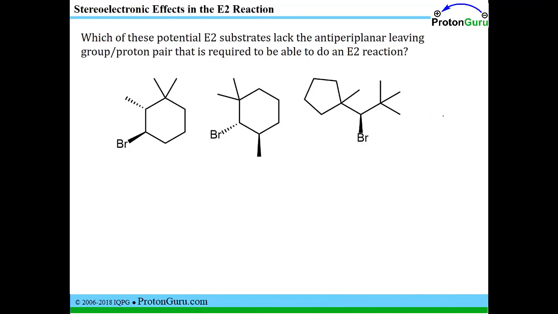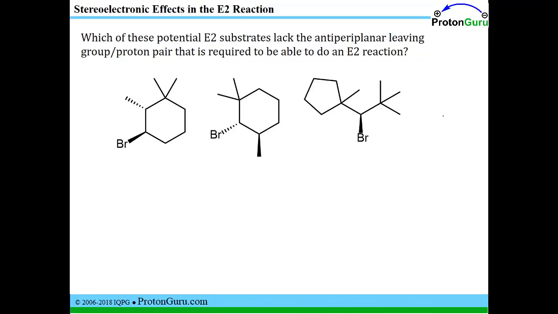One aspect of the E2 reaction mechanism is that the leaving group and the proton that are removed in the course of the reaction must be antiperiplanar to each other. This question is asking us to look at substrates and to determine which of these substrates might lack the required antiperiplanar leaving group proton pair, and therefore would not be able to do an E2 reaction.